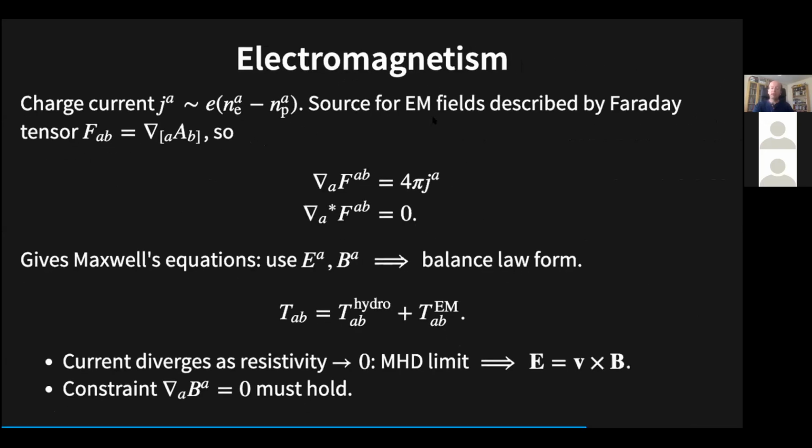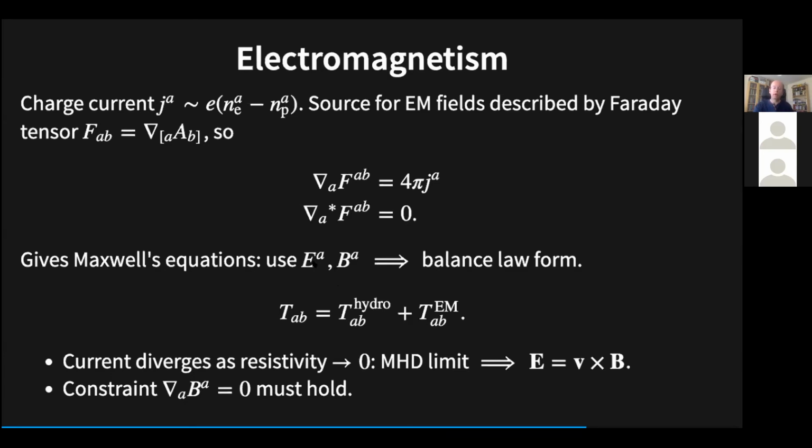The reason for this is that the electromagnetic fields described by the Faraday tensor satisfy the Maxwell equations, which are sourced by the charge current. Now, because the Faraday tensor is antisymmetric, can be written as an antisymmetrized covariant derivative of the vector potential, that means that the Maxwell equations are only actually describing 6 independent quantities. So by projecting the Faraday tensor with respect to the fluid four-velocity, we can write them in terms of the electric and magnetic fields. So this gives us 6 constitutive equations which are in balanced law form.